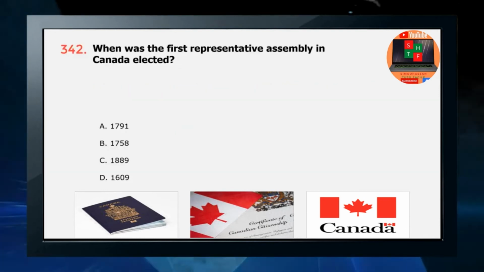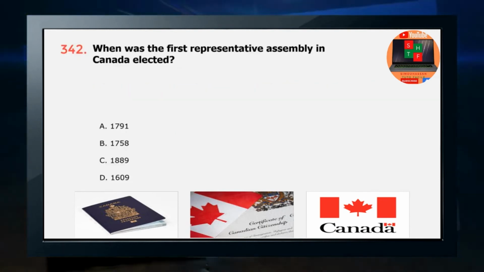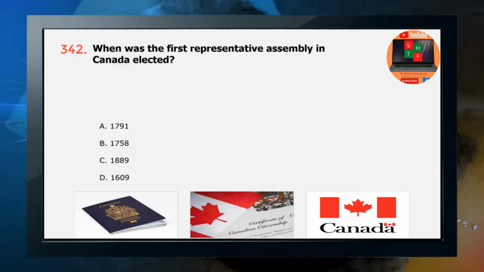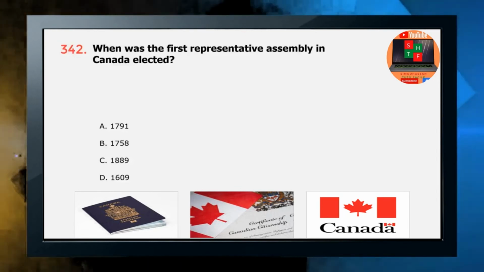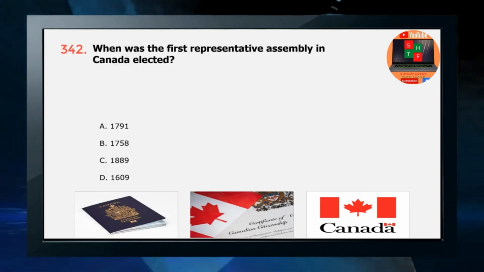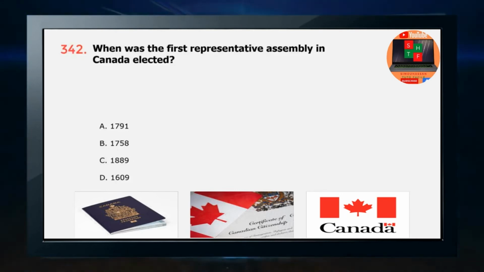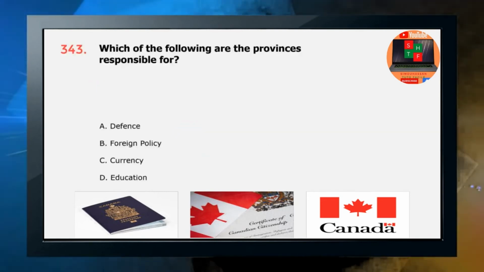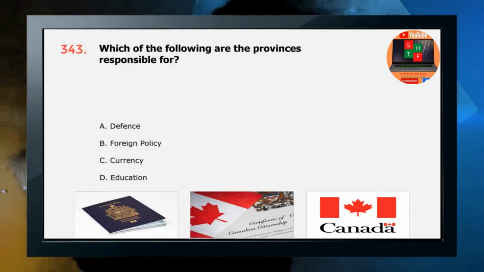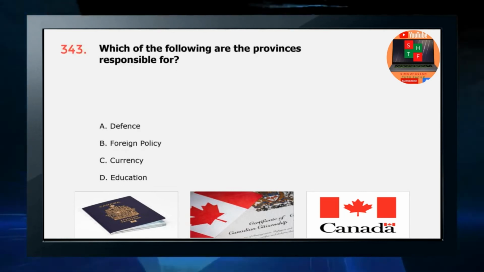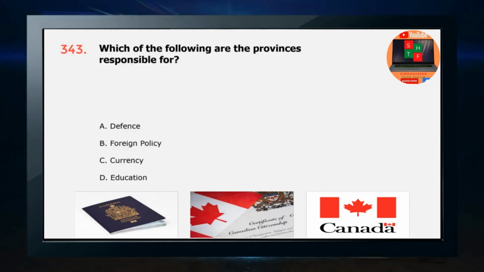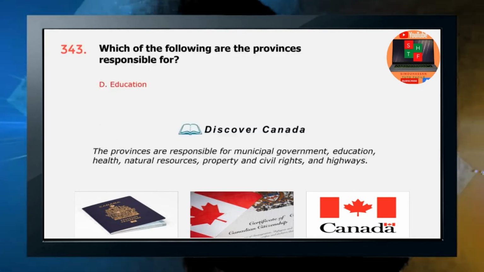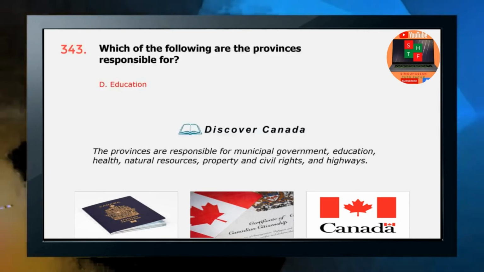Question 342. When was the first Representative Assembly in Canada elected? A. 1791. B. 1758. C. 1889. D. 1609. The answer is B. 1758. Question 343. Which of the following are the provinces responsible for A. Defense. B. Foreign policy. C. Currency. D. Education. The answer is D. Education.